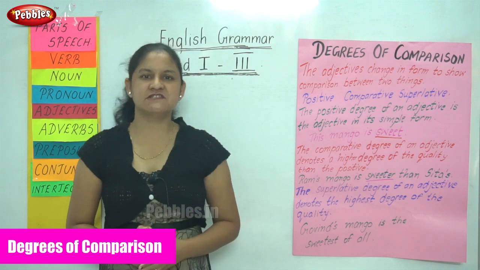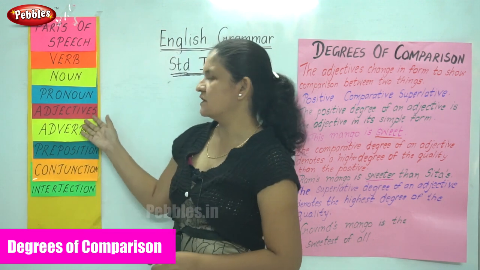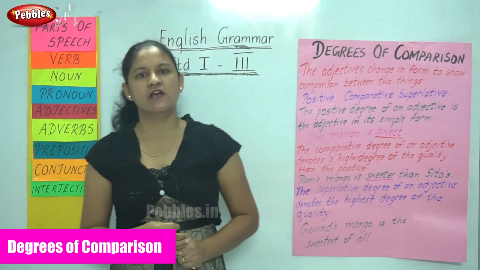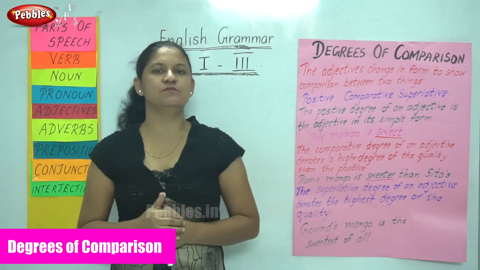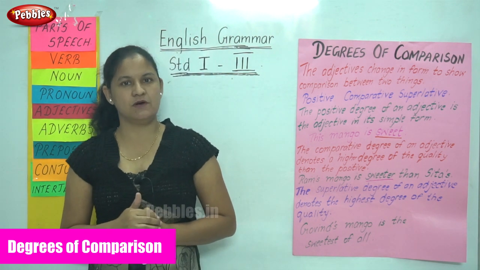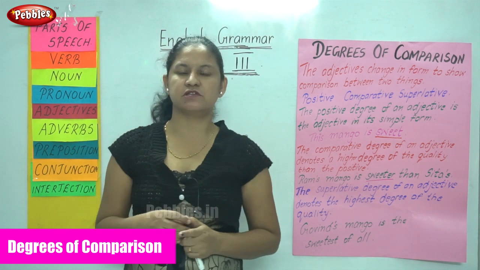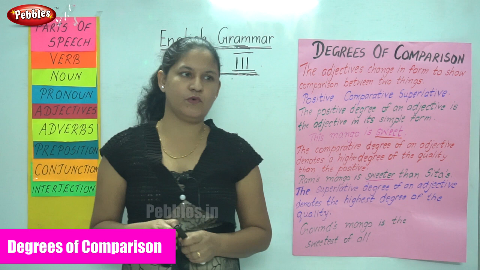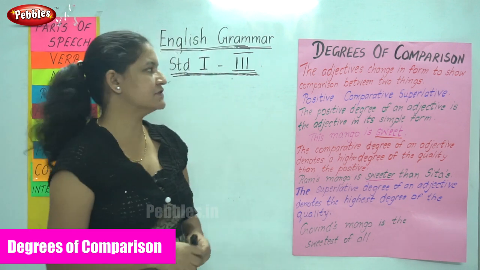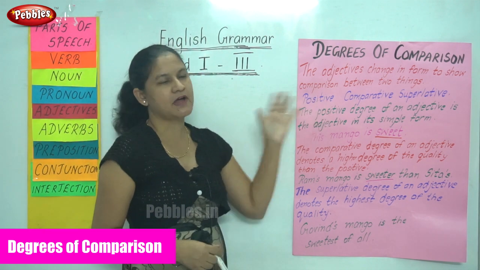So we have seen about adjectives. An adjective is a word that tells you more about a verb or a noun, so it expresses the verb or the noun in a better way. Now today we are going to see the degrees of comparison.